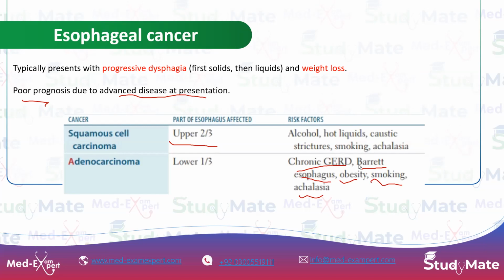Whereas the squamous cell carcinoma usually involves the upper 2/3. The risk factors include alcohol, hot liquids and caustic strictures. जो hot liquids होंगे, caustic strictures होंगे, alcohol होगा, ये initially जाके hit करता है upper part of the esophagus को. तो ये upper part of esophagus में ही cancer develop होने के chances ज़्यादा होते हैं. इसमें अगर आप risk factors में देखें तो smoking and achalasia are common in both types of cancers. Smoking and achalasia can cause any type of carcinoma.